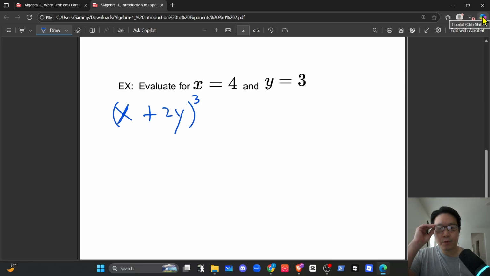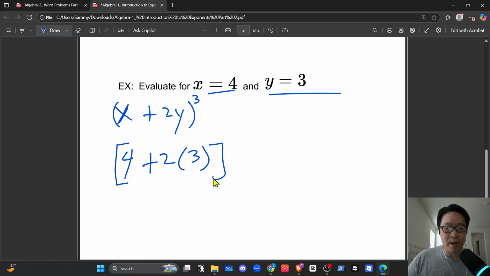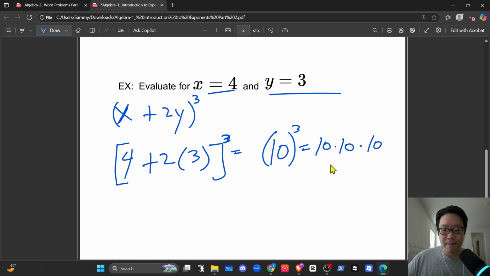Let's try one final example. Here we have x equals 4 and y equals 3, and it's telling us to evaluate. So again, just plug in. We have 4 plus 2 times 3, and all of that raised to the power of 3. So 4 plus 2 times 3 is what? It's going to be 10, right? 2 times 3 is 6, plus 4, 10. 10 raised to the power of 3 is just 10 times 10 times 10, which is 1 followed by 3 zeros. In other words, 1,000.